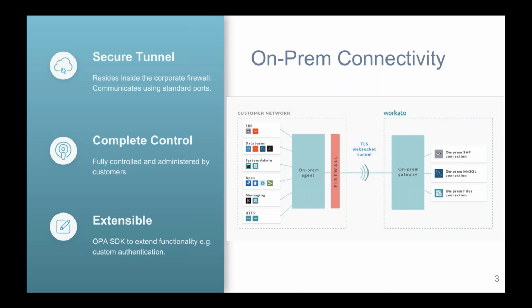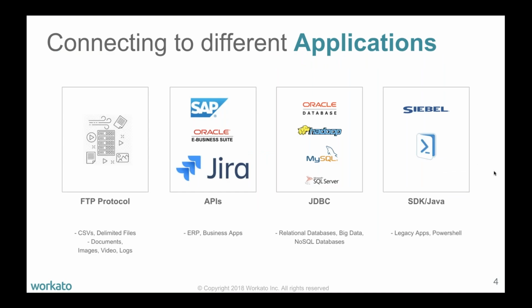And Workato communicates through the on-premise agent through a secure tunnel. It gives users complete control of the network access into this secure network of yours. And it can also work with all types of files, through FTP protocols, standard APIs, databases, and also working with legacy apps with custom applications.